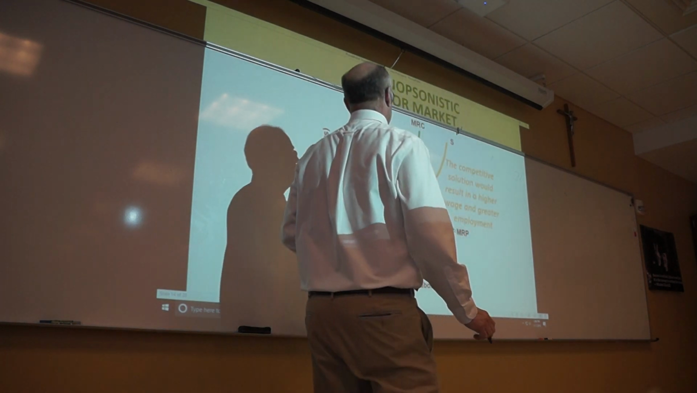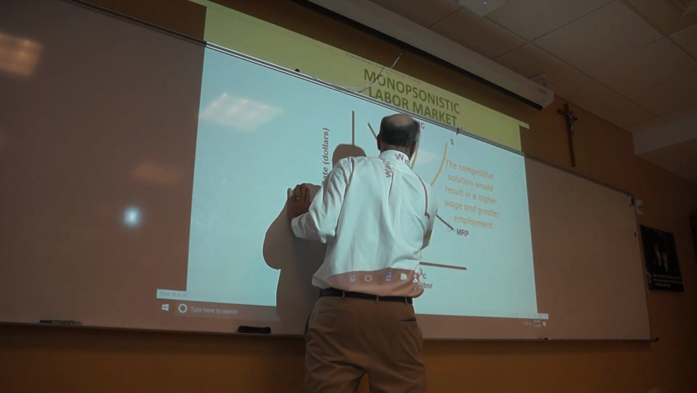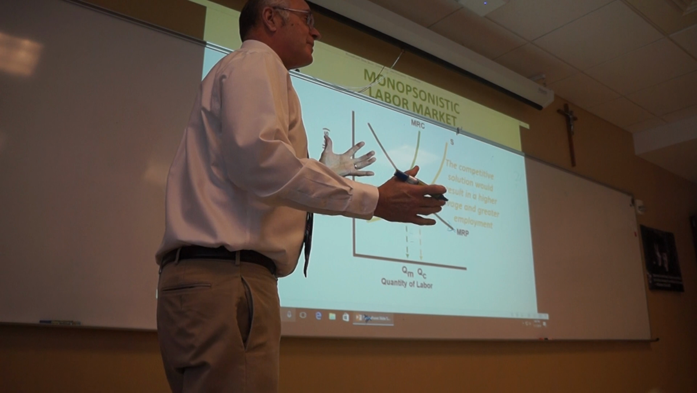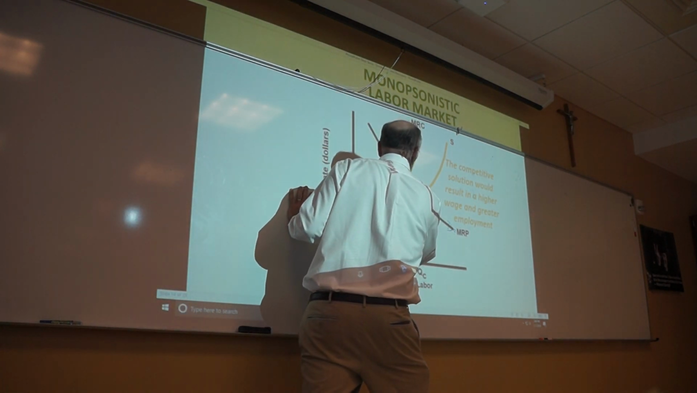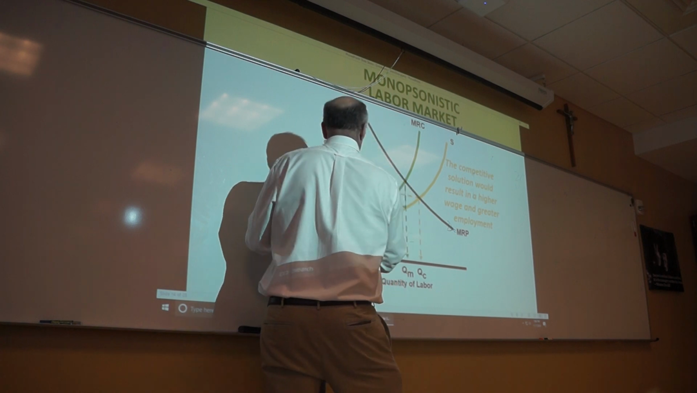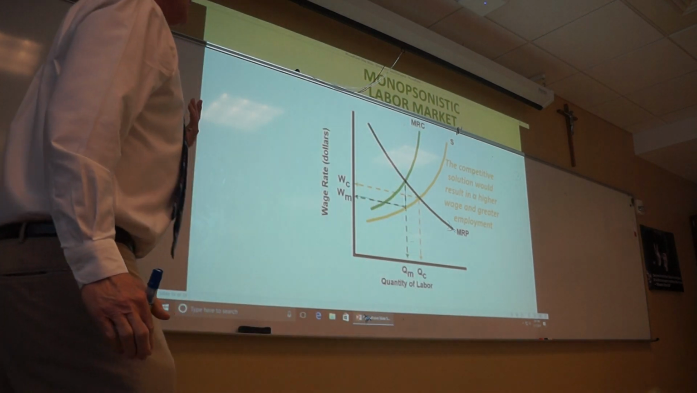All right, again, I go to MRC equals MRP, my profit maximizer. But a monopsony is like a monopoly in the labor market. So I drop it down to supply, and there's my wage. Straight on down, there's my quantity.